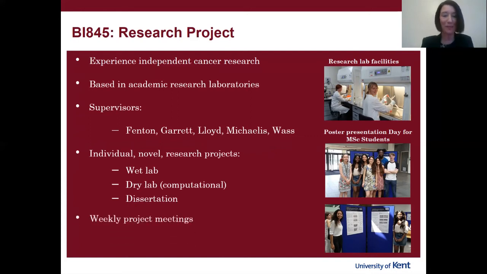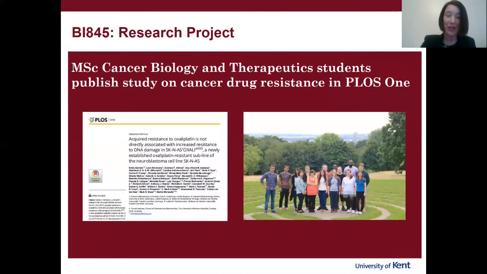We have weekly project meetings where you will talk about progress on your project. And also the aim is for you to produce publication quality data. And one of the outputs that we've had from this was the publication of a study on cancer drug resistance that came out in PLOS ONE. And this research was undertaken by a group of the MSc students from the Cancer Biology and Therapeutics program. And you can see the article on the left-hand side here and the students that undertook the research on the right-hand side.